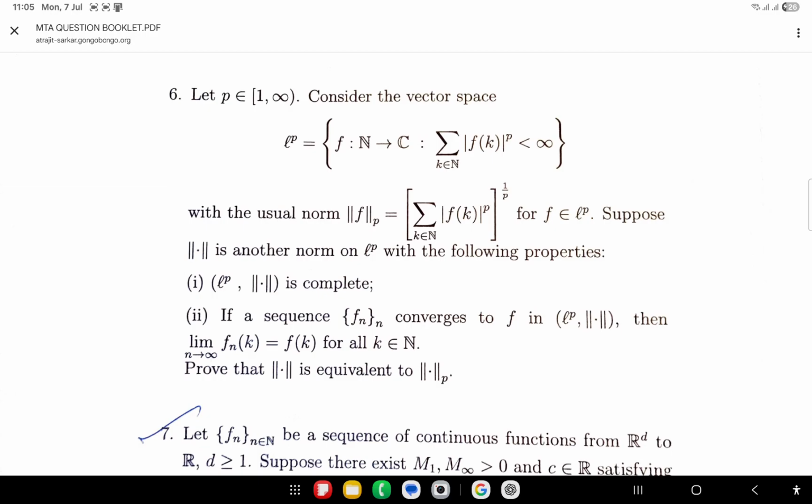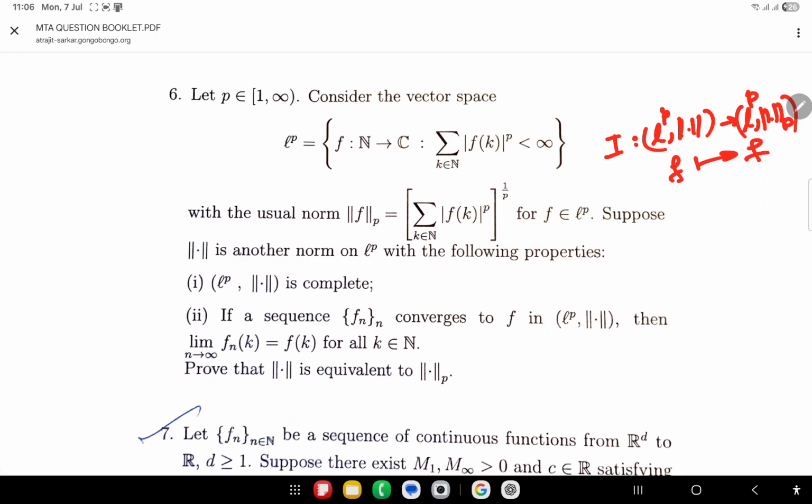To prove this, we will use two theorems. Basically the equivalence comes from the idea that you can define an identity function. This is a trick: we define an identity function from L^p with the new norm to L^p with the usual p-norm. The identity function is simply f goes to f.